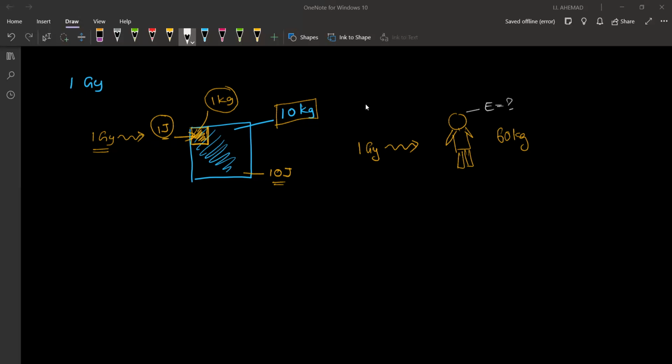So did you get the definition clear? 1 gray of energy means 1 kilogram of his body will absorb how much? It will absorb 1 joule. So his body is 60 kilograms. So each and every kilogram absorbs 1 joule, then in total his body is going to absorb 60 joules. Is that clear?